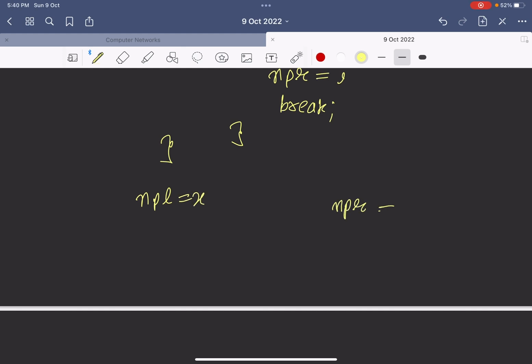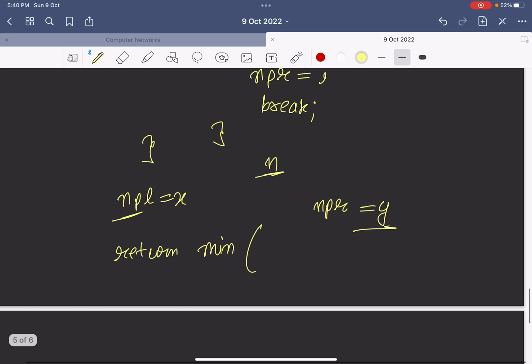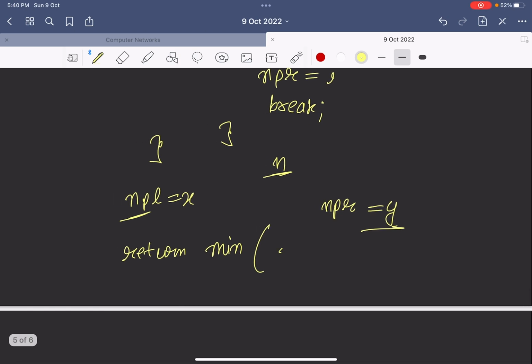Let's say it is X and let's say it is Y. So what do I have to return? I have to return the minimum of what? My number is n. I'll take its difference with NPL, and I'll take its difference with NPR. Whatever is the minimum, I have to return that. So I'll subtract NPL from n, and I'll subtract n from NPR. If this is minimum, then that will be the answer. Otherwise, this will be my answer.